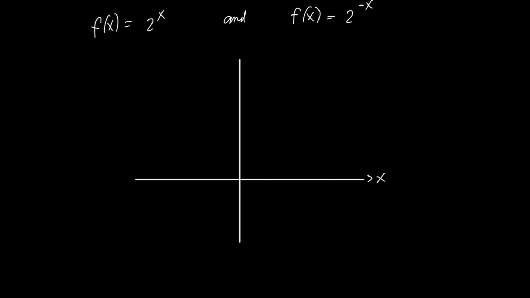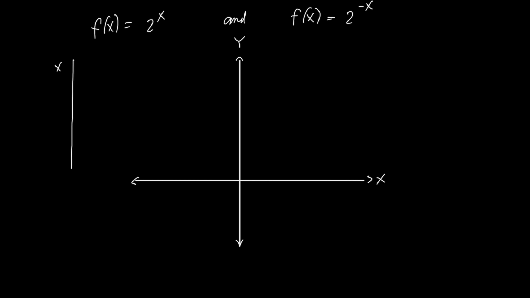Okay, this is our x and this is our y. Let's use the tabular method in locating the ordered pairs of the graphs of these functions. So first we have x, and this is our f of x equals 2 to the x.